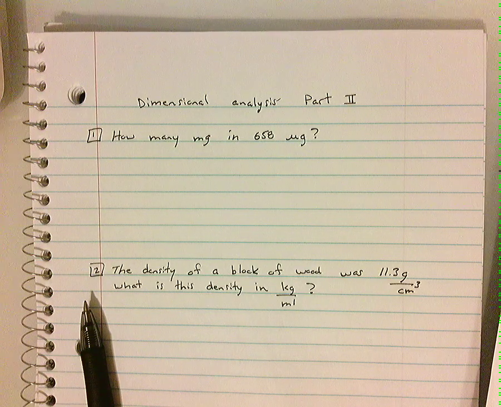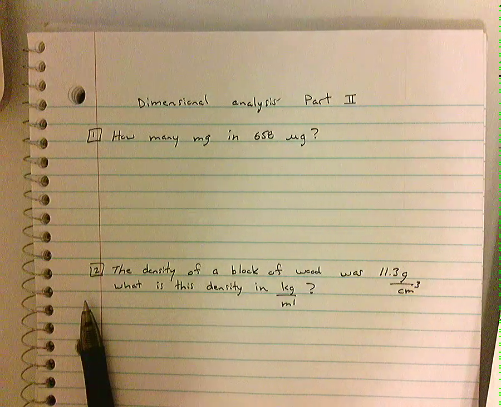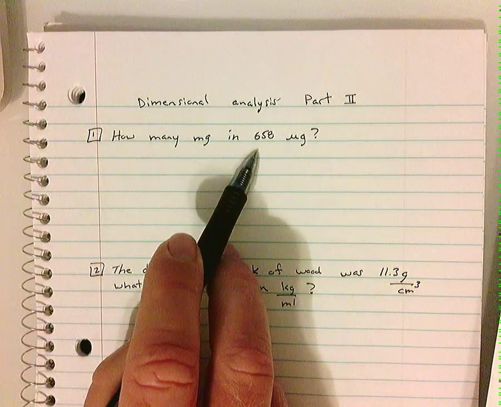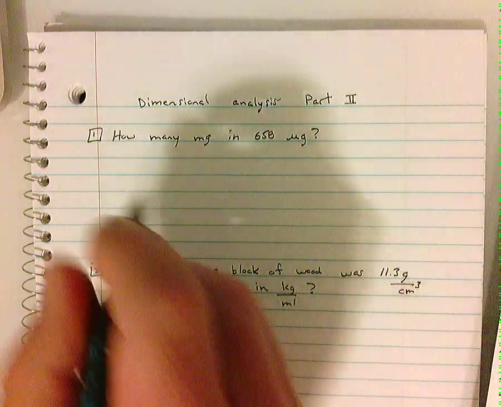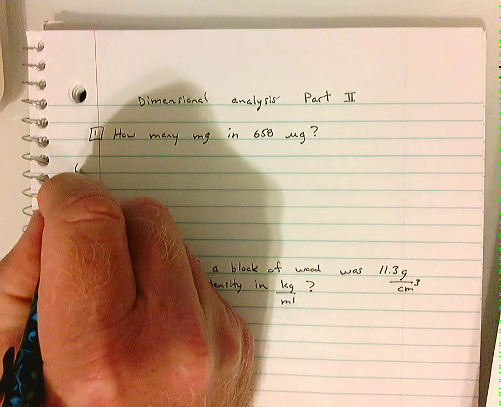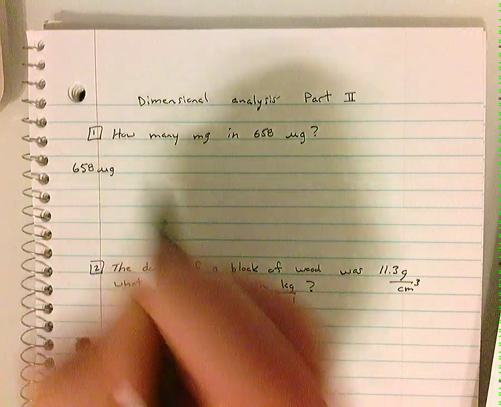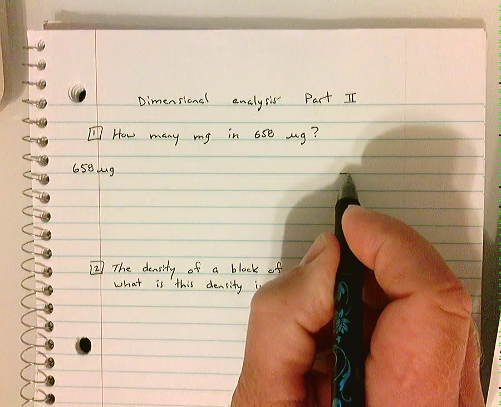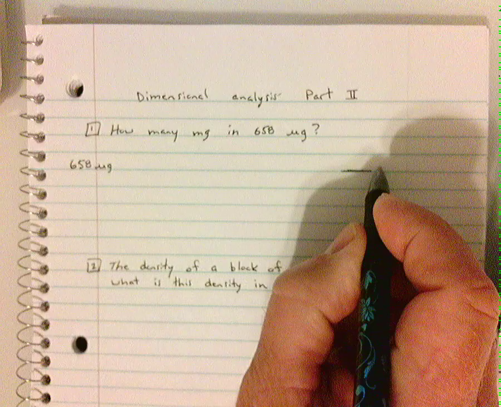Okay, this is dimensional analysis part 2, where we do what we call multi-step conversions and a little more interesting conversion factor or dimensional analysis problems. So our first problem, we have how many milligrams in 658 micrograms. Our starting point is going to be 658 micrograms, and our ending point, or the units we are trying to get to, is going to be in milligrams.